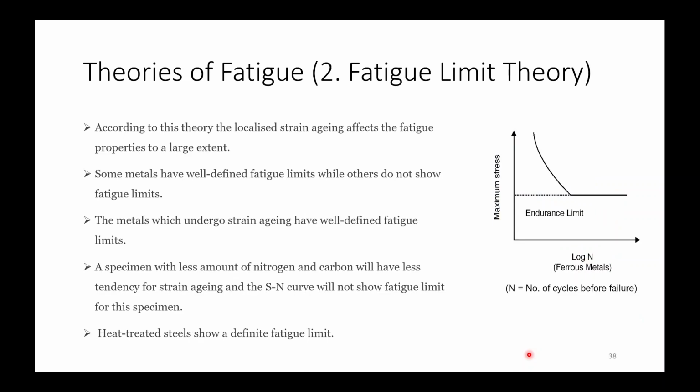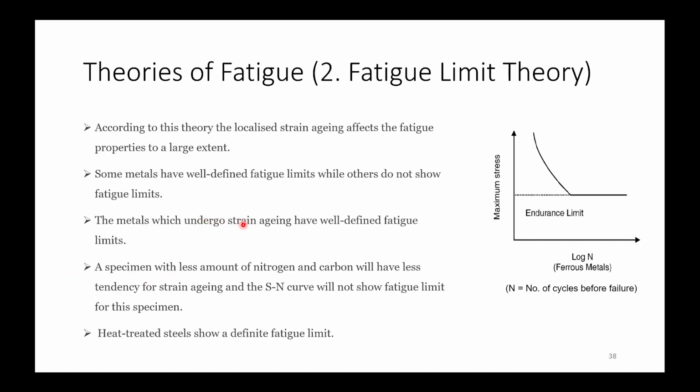Second theory is fatigue limit theory. According to this theory, the localized strain aging effect affects the fatigue properties to a large extent. Some metals have well-defined fatigue limits while others do not show fatigue limits, and the metals which undergo strain aging have well-defined fatigue limits in a specimen.